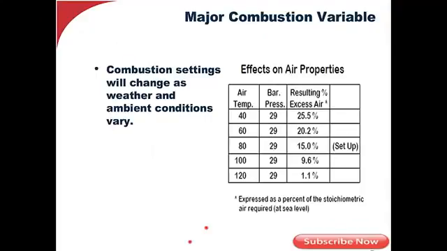I mentioned before that there's variables that we have no control over. One of the biggest threats that we have to good, safe, and efficient combustion is the temperature in the room, the ambient air, the secondary air that we use for combustion. Here what we did is we set this boiler up. It was 80 degrees in the boiler room. The barometric pressure was 29 inches of mercury, and we set it up at 15% excess air, which is 3% O2.